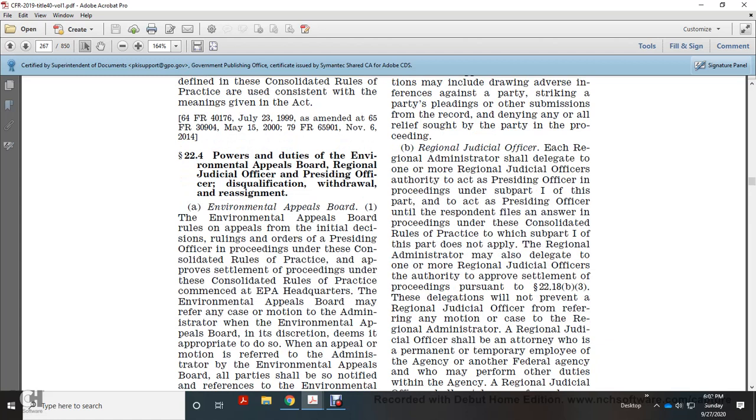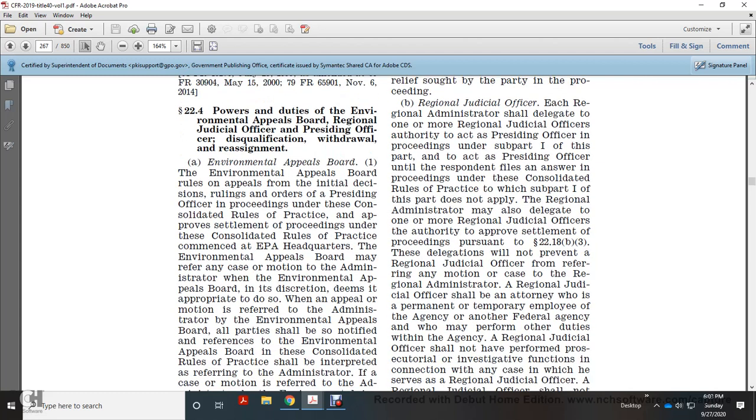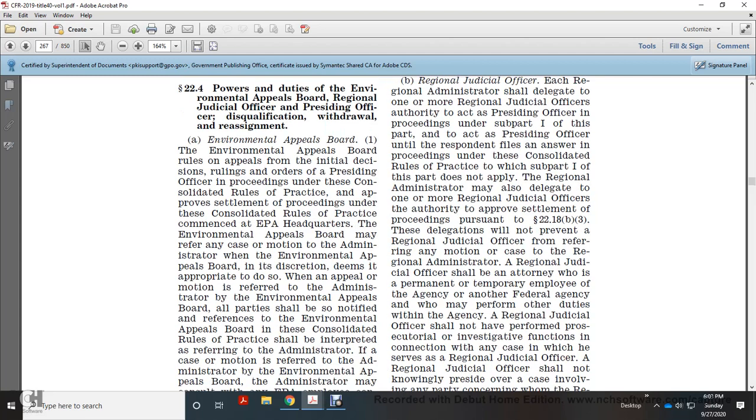Environmental Appeals Board. The Environmental Appeals Board rules on appeals from initial decisions, rulings, and orders of presiding officers in proceedings under the Consolidated Rules of Practice, and approves settlements of proceedings commenced at EPA headquarters. The Environmental Appeals Board may refer any case or motion to the Administrator where it deems appropriate. When an appeal or motion is referred to the Administrator, all parties shall be notified of the referral, and references to the Environmental Appeals Board in the Consolidated Rules of Practice shall be interpreted as referring to the Administrator.